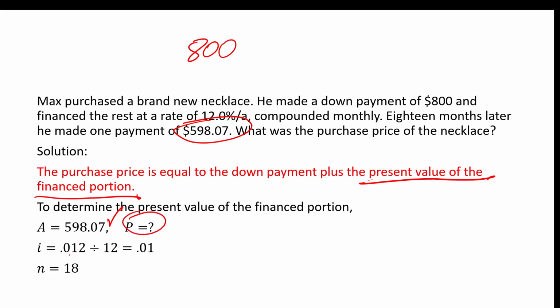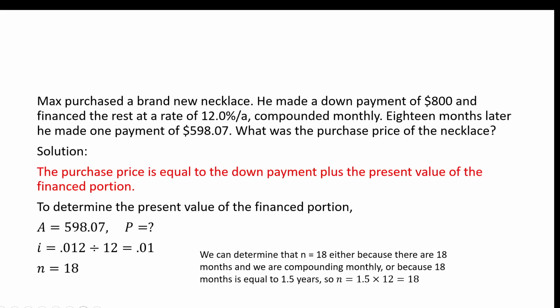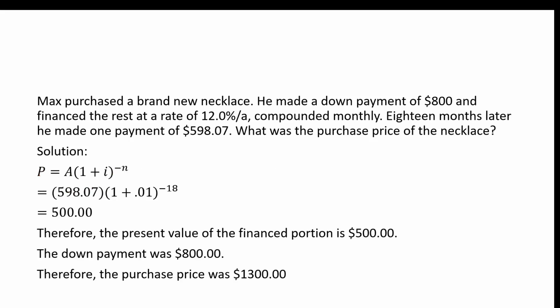We know that I is 0.012 divided by 12, which is 0.01. N is equal to 18. When we're compounding monthly, N is equal to the number of months. If it helps you to think about it, if you're stuck on formulas, 18 months is 1.5 years. 1.5 times 12 is 18. So we can determine N is 18 either because there are 18 months and we're compounding monthly, or like I just said, because 18 months is equal to 1.5 years. Either way you determine N is fine.